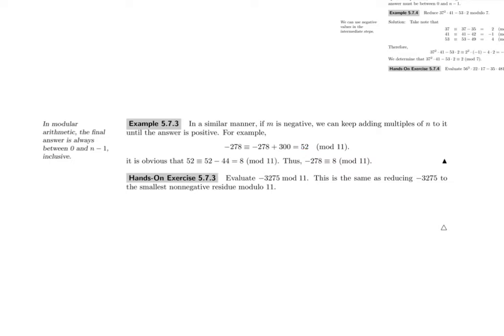Once we get that 52, 44 is a convenient multiple of 11 we can take away from 52 to get that negative 278 is congruent to 8 mod 11. So now try this with a negative integer. Again, you're trying to do this by just playing around with multiples. And notice there's a convenient reminder. We've said it multiple times already, but it's worth saying again. In modular arithmetic, the final answer is always between 0 and n-1 inclusive.